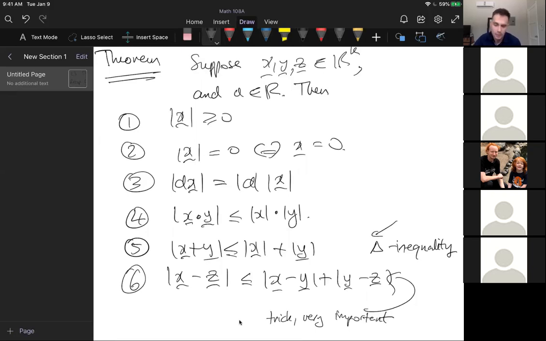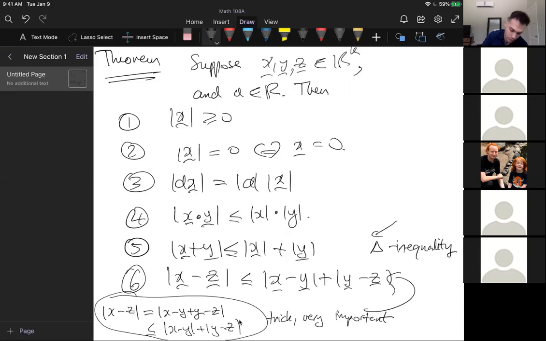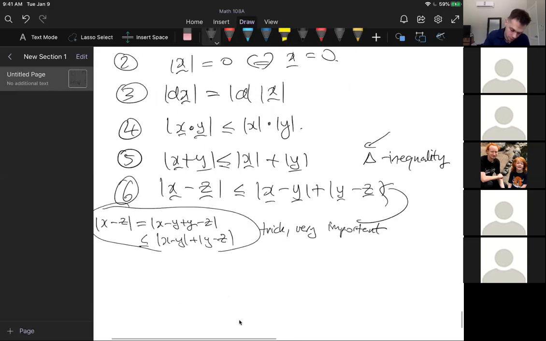When you want to estimate the distance between two things, you introduce a third thing. We're going to use this trick over and over and over again for the rest of this class: if I want to estimate something that looks like x minus z, I'm able to write it as x minus y plus y minus z for any y, and then use the triangle inequality like this. Very, very important. Okay. The proof of this, again, is just properties, see textbook.